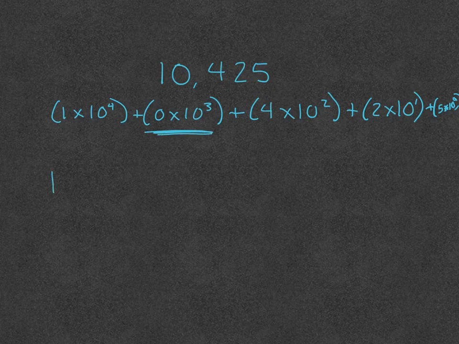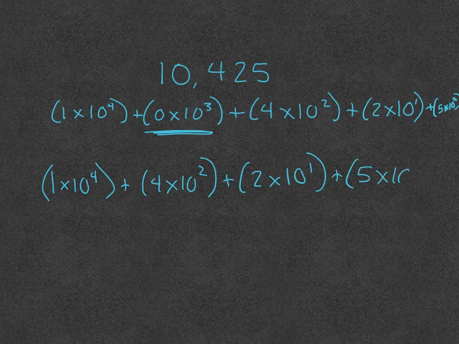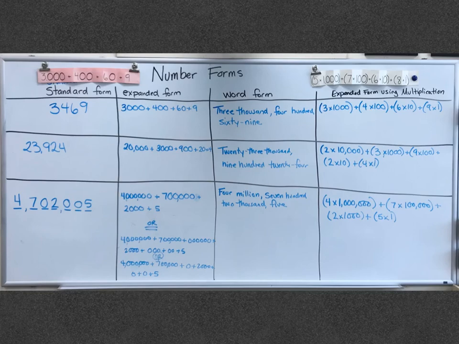So another way to write this would be 1 times 10 to the fourth plus 4 times 10 to the second plus 2 times 10 to the first plus 5 times 10 to the 0. Okay, so that is number forms and doing expanded form with exponents.